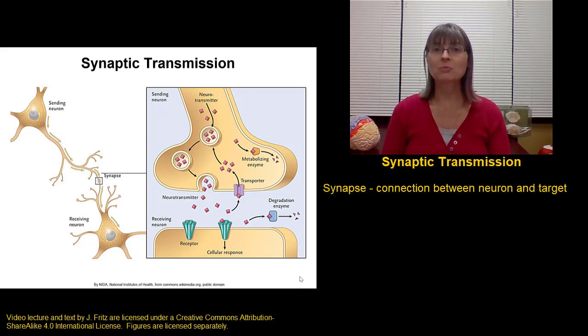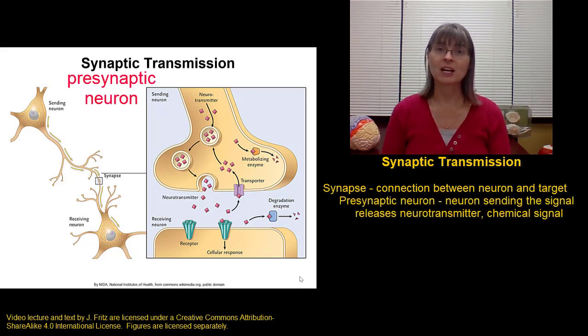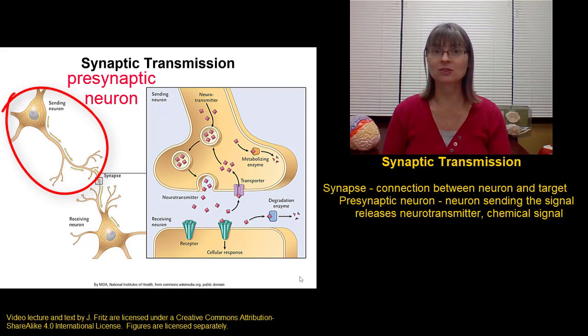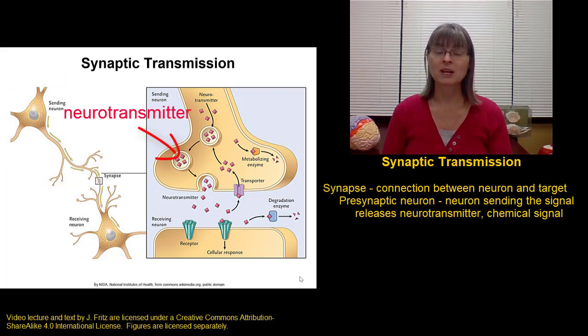We start with the presynaptic neuron. The presynaptic neuron is the one that just had the action potential and is going to be sending the signal to the next cell. In order to do this, the presynaptic neuron has to release a neurotransmitter. So the electrical signal of the action potential that races down the axon of the presynaptic neuron is going to cause the release of a chemical. So we're actually going to have a chemical signal going to the next neuron.